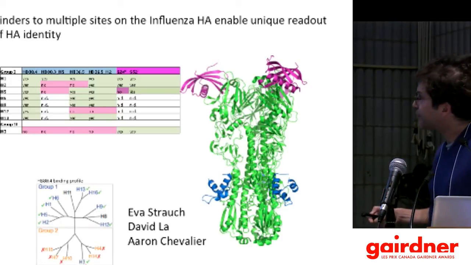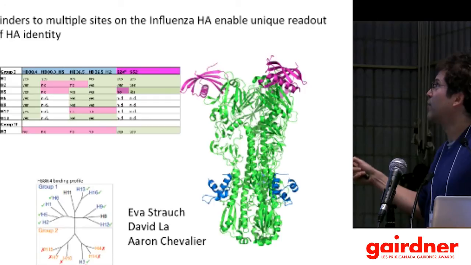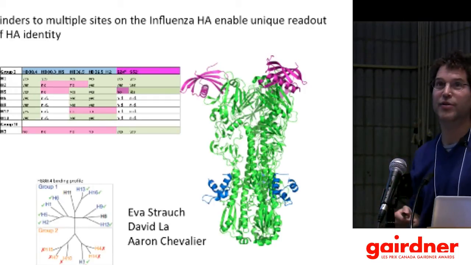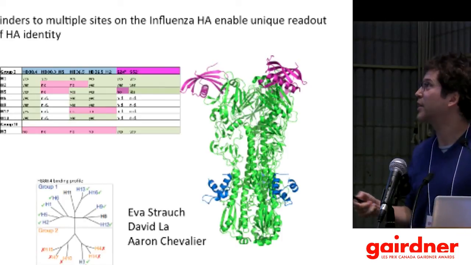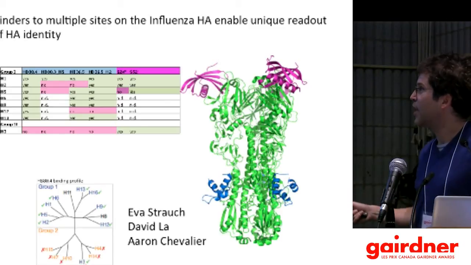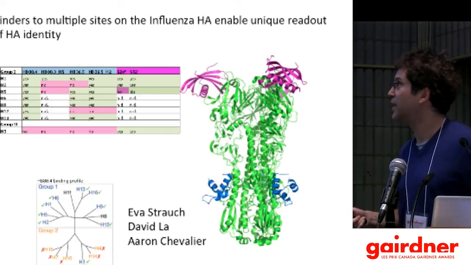And one of the immediate applications is for diagnostics, because you can capture with one and read out with the other, for example, in a kind of paper strip format assay, which we're collaborating with people at the University of Washington on. So with different binders to these different sites, we can actually cover a pretty wide range of existing flu strains, and this is increasing by the month.